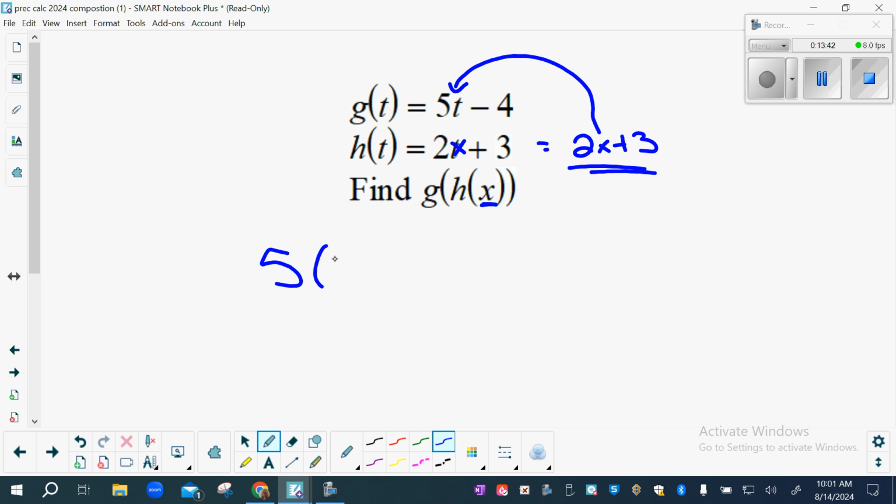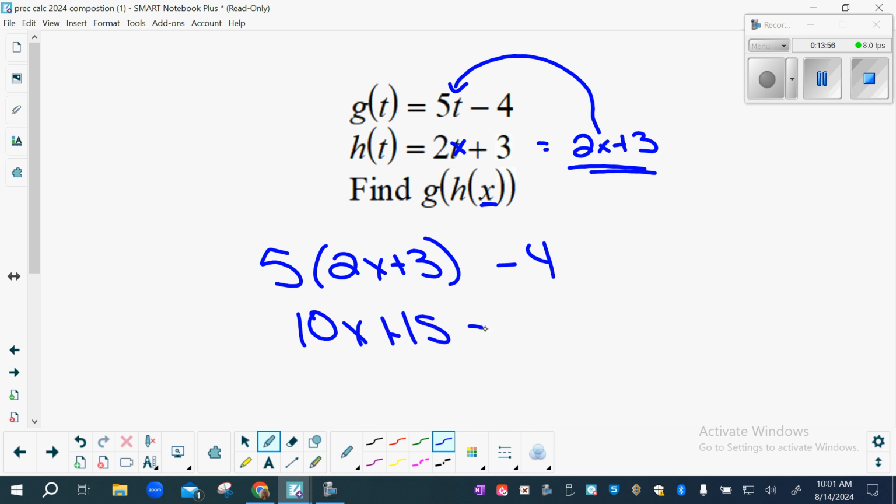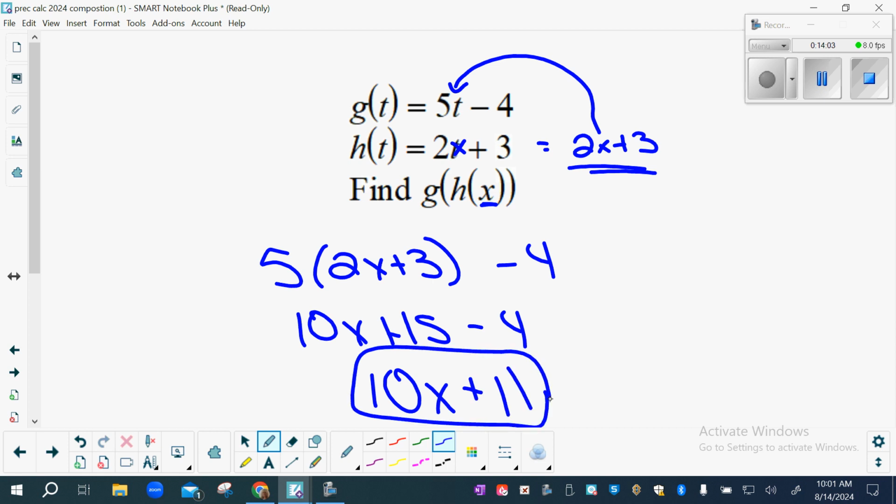5 times 2X plus 3 minus 4. Got a little baby distribution here. 10X plus 15 minus 4. 10X plus 11. How did you do? Can I see a wiggle of fingers if you got that? Nice and easy, yeah? Not sweating you?